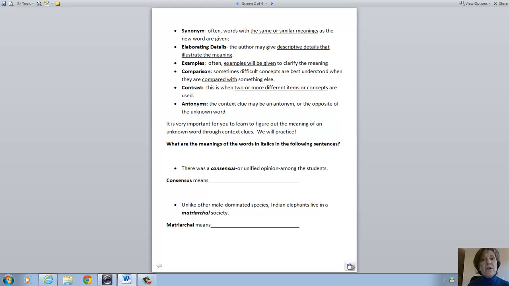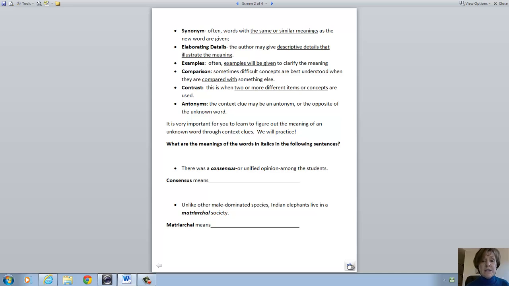Comparison. The author could compare two things in the sentence, and that will give you the meaning when he compares two different things. Or he can contrast two or more different things, where he says how they're different in the sentence, and he uses antonyms, which can be the opposite of what the unknown word is. I know right now that's just a lot of different examples to you, but we are going to go through some sentences and you will see what I'm talking about.